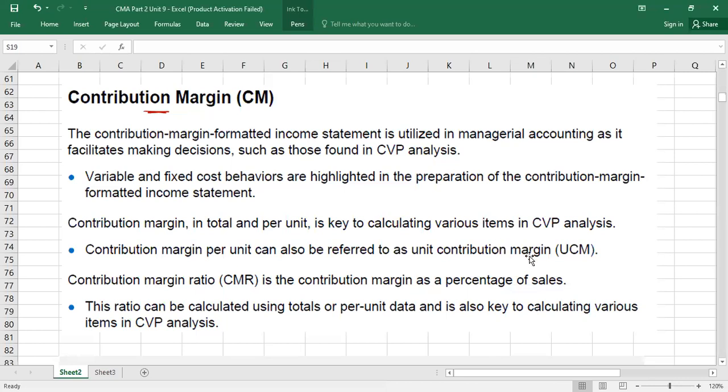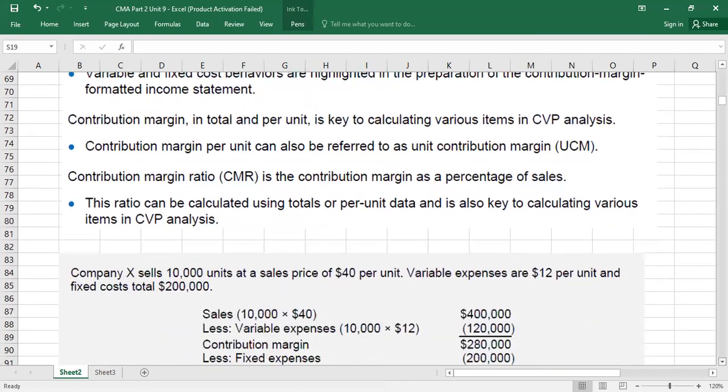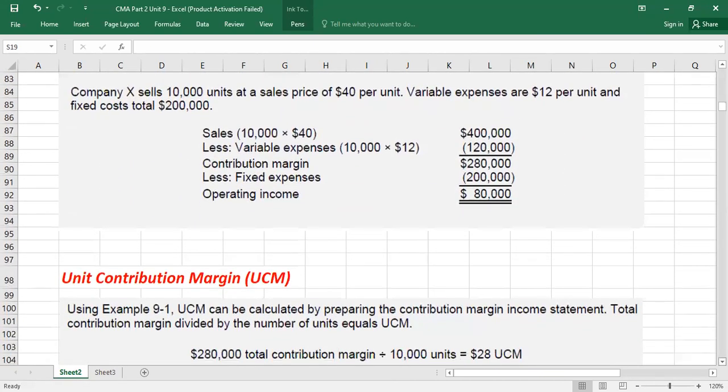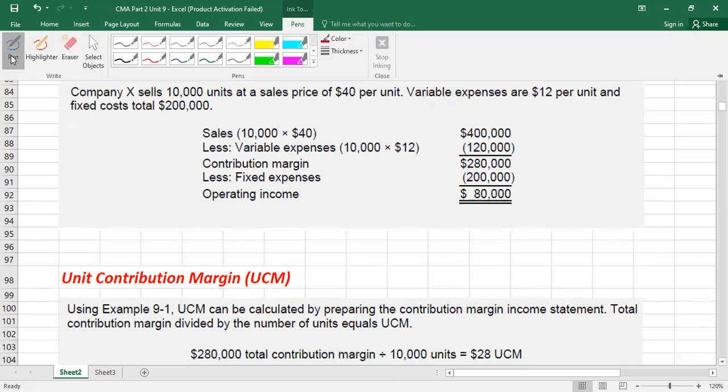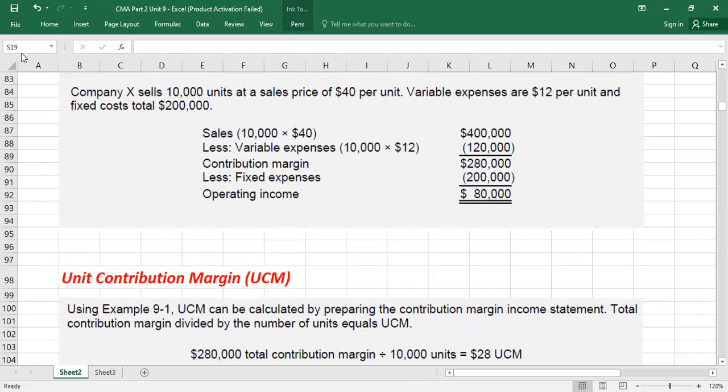Okay, guys, I'm going to explain a few terminologies now. This theory will be covered with the help of examples. Let me tell you how we produce an income statement by using variable costing, which is also called marginal costing. This is a small example, and I will explain certain terminologies and definitions with its help. For example, company X sells 10,000 units at a sales price of 40 per unit. This is the selling price.